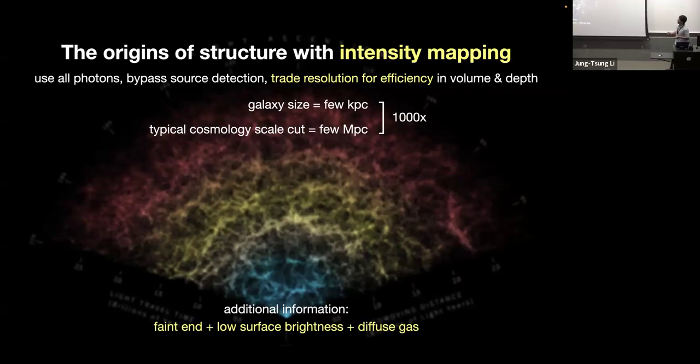Of course, it's not only about efficiency. There is extra information. For example, if we collect all the light, there's always contribution from the faint end of galaxies. There could be low surface brightness galaxies, and eventually gas outside galaxies, diffuse gas outside galaxies, even before the first generation of galaxies are formed.